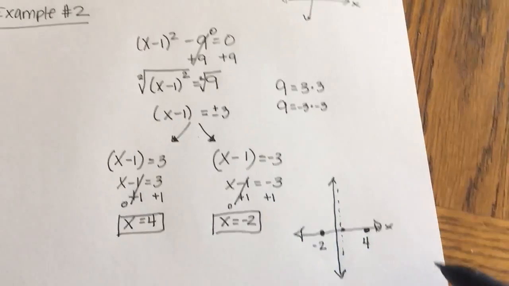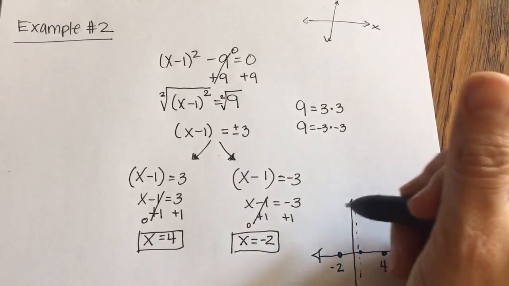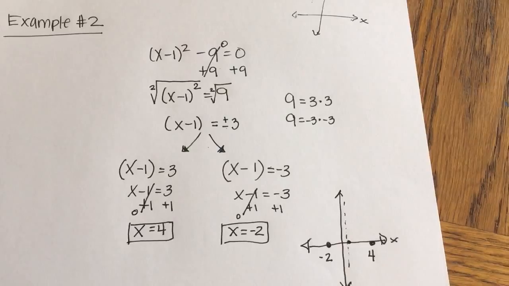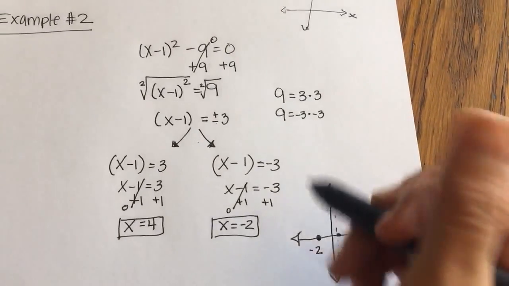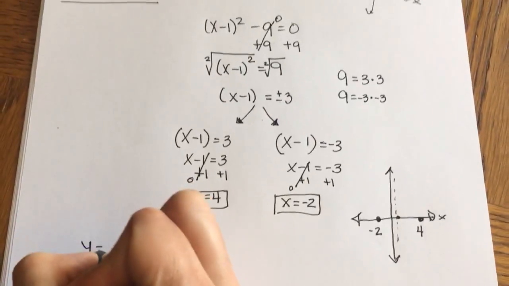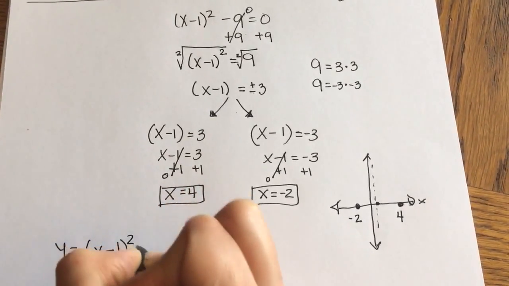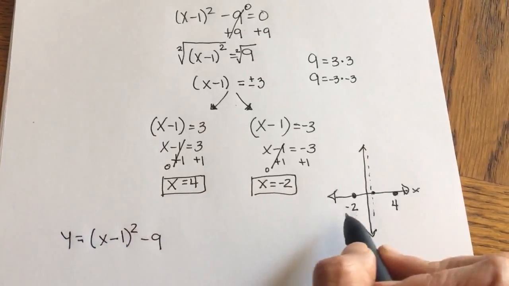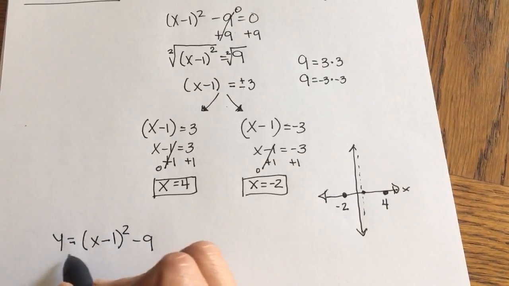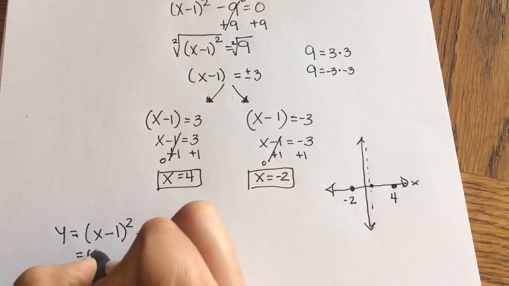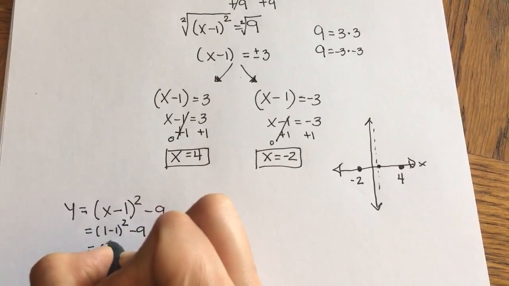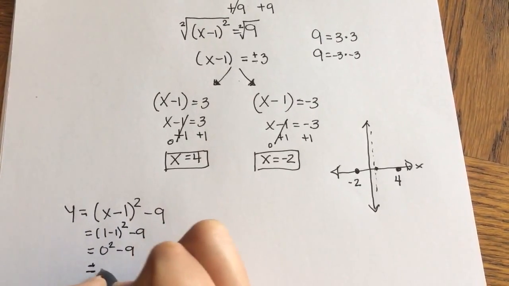And so your parabola will open like this. And if x is 1, my y is, let me quickly do my scratch work right here. y equals (x - 1)² - 9. So what I'm going to do is I'm going to substitute that middle value, which is 1, instead of x. That way I can get my y value. So equals 1 minus 1 squared minus 9. This gives me 0. And this gives me negative 9.